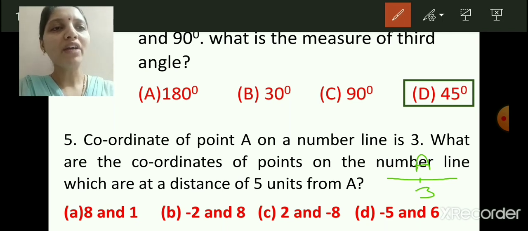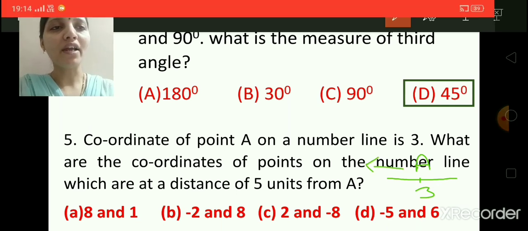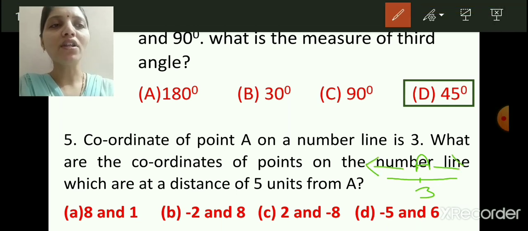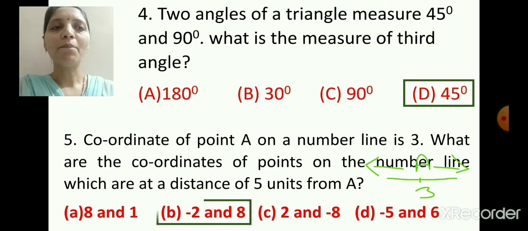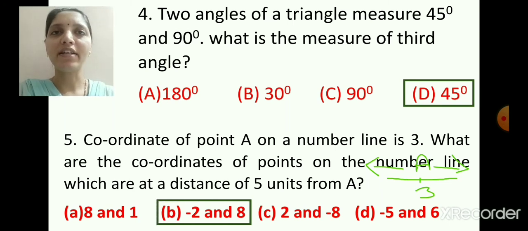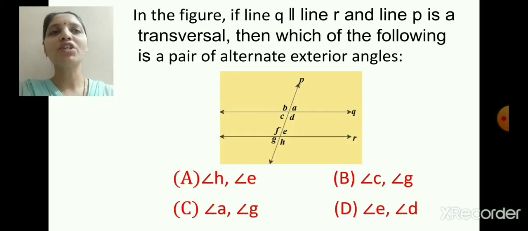So that 5 units you can find on the left hand side and on the right hand side. So you have to search the point on the left hand side till 5 units and on the right hand side till 5 units. So what will be your answer? Yes, -2 and 8. That is option B. I hope you all have understood this. Now let's see the next question.